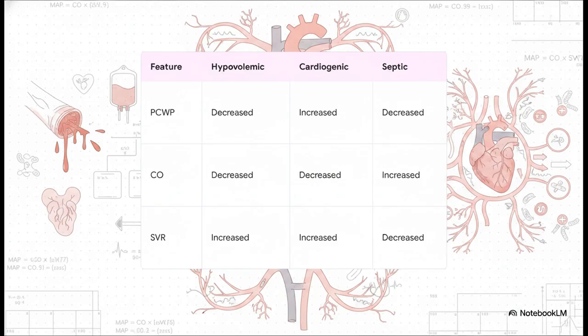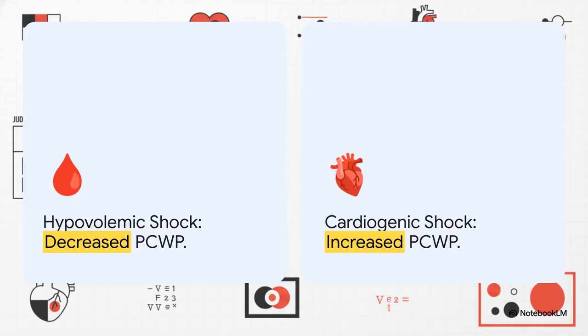Now contrast that with cardiogenic shock. In that case, the pump fails, cardiac output drops, and blood backs up, which pushes your pulmonary capillary wedge pressure way up. In response, your SVR spikes as a massive, desperate compensatory squeeze by the peripheral vasculature just to maintain mean arterial pressure.